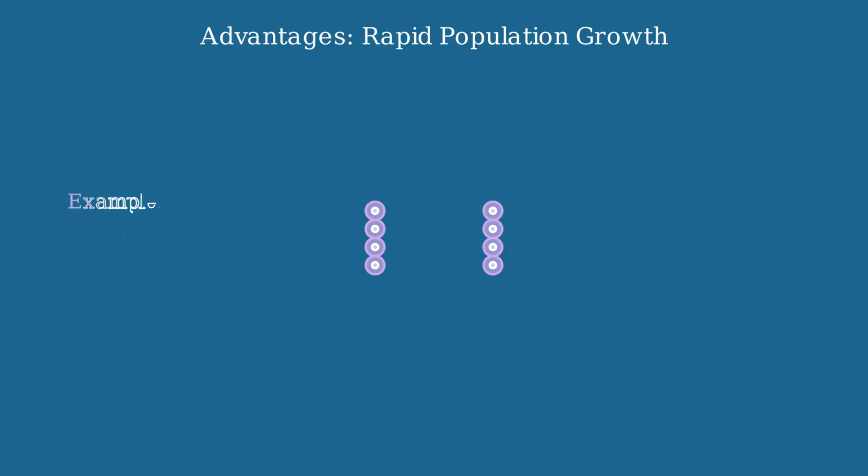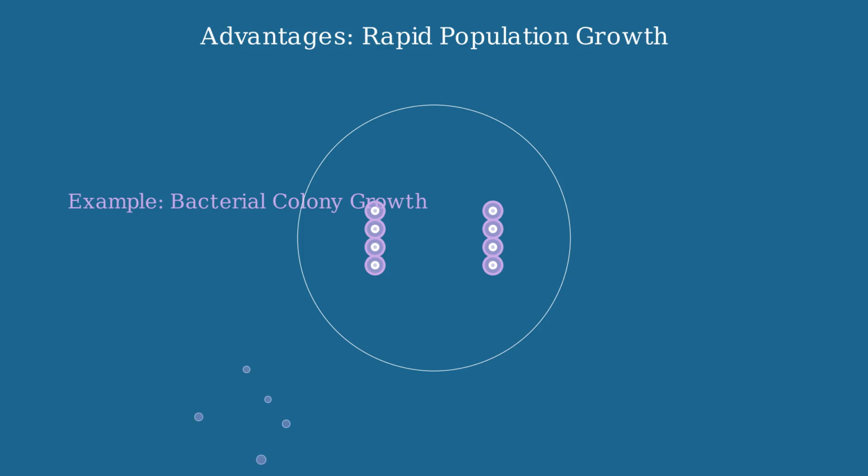Bacteria demonstrate this advantage perfectly. A single bacterial cell can divide every 20 minutes under ideal conditions. This allows bacterial colonies to form rapidly, with a single cell potentially producing billions of offspring in just 24 hours.